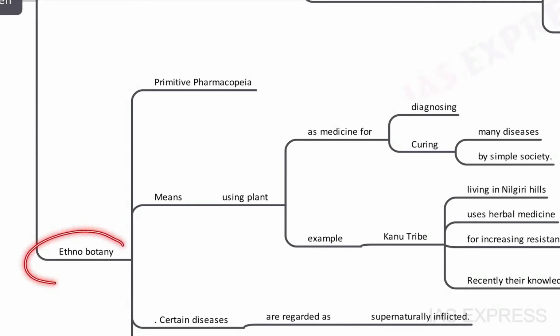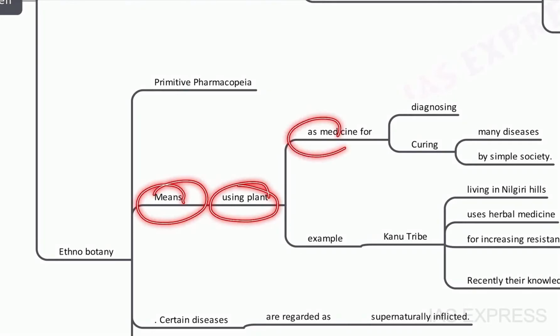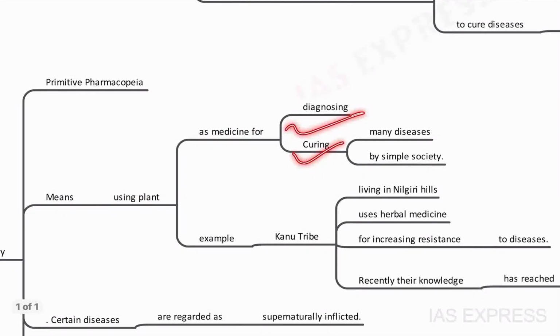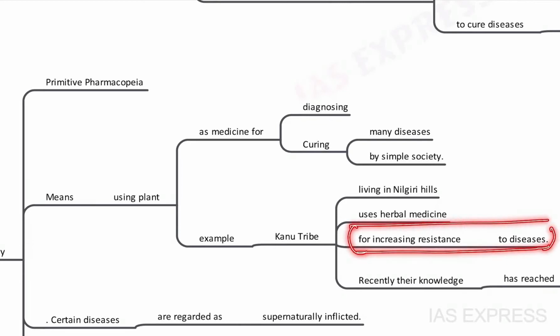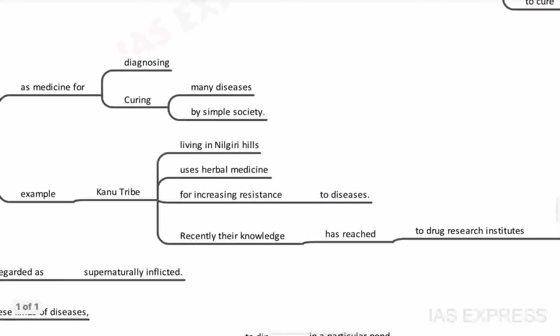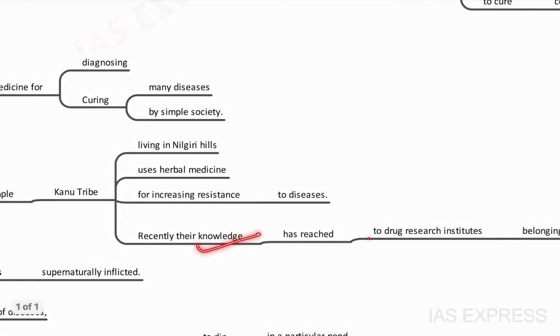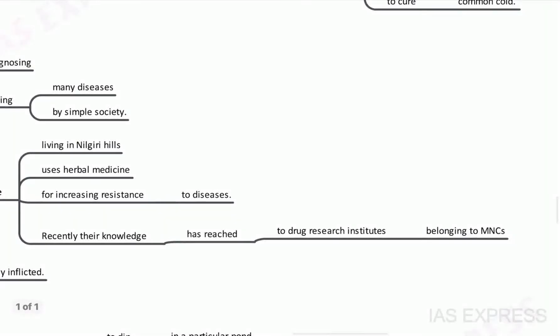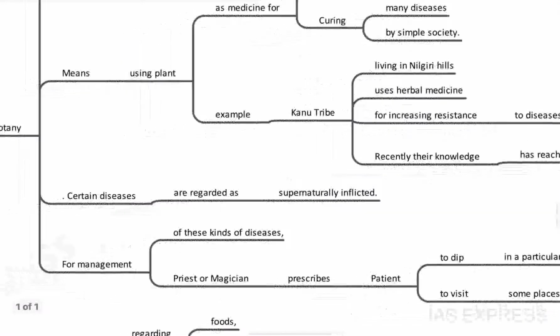Then we have ethnobotany. This is nothing but the primitive pharmacopoeia. It means using plants as medicine for diagnosis as well as cure of many diseases by simple societies. For example, the Kanu tribe, who live in the Nilgiri hills, use herbal medicine for increasing their resistance to diseases. Since then, this knowledge has reached the drug research institutes belonging to the MNCs.